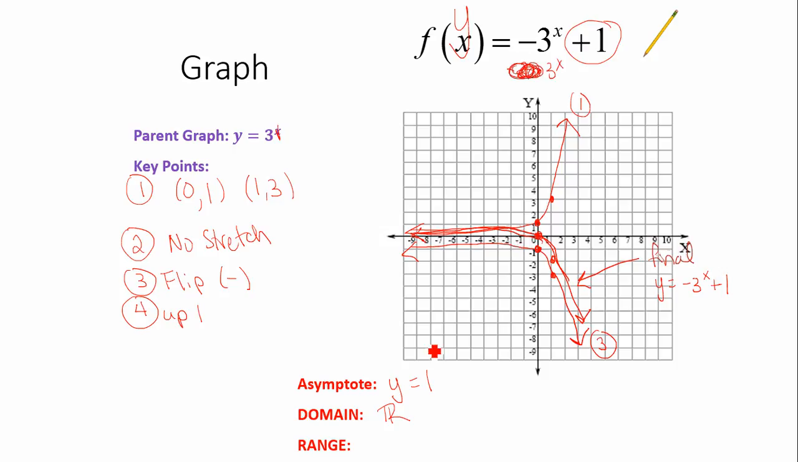And my range: notice this is my asymptote right here at +1, and the entire final graph I made is underneath that line. So I would say my y values remain less than 1. Or you can say I'm talking about y values from negative infinity up to 1, but not including 1, so parentheses there. You can do it either way, but that is the picture we're going to be making on each and every graph on your paper.